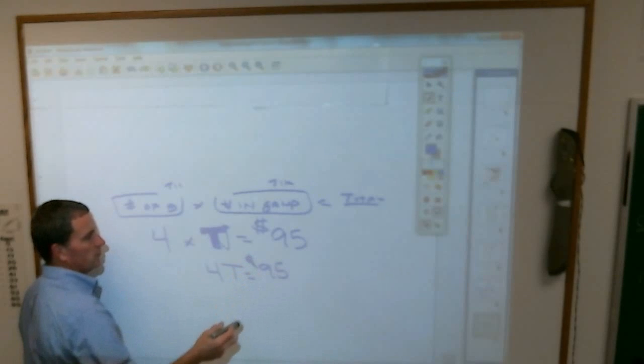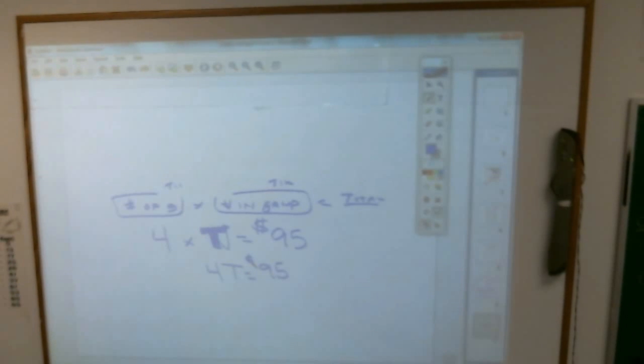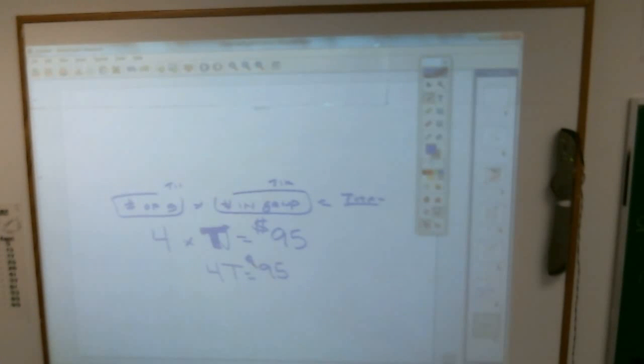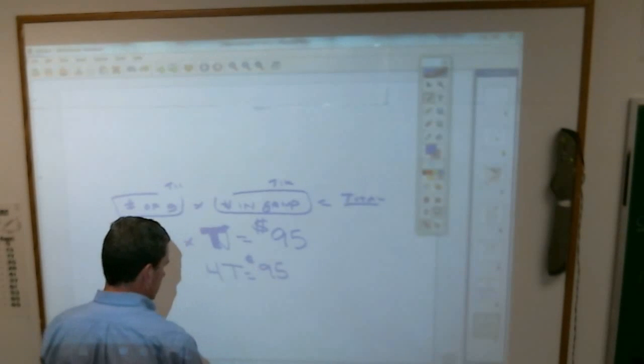That actually is the equation. They didn't solve it. 4 times t is the same as 4t. Again, all in the 7th grade life there, kids. I think that's enough of that. I'm done talking.